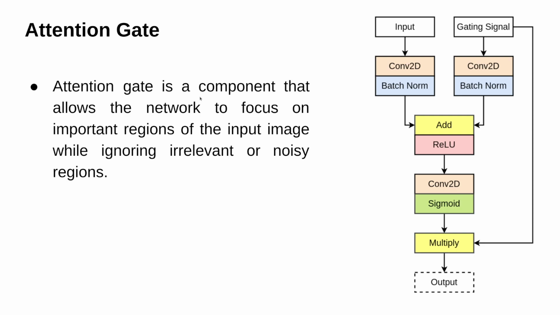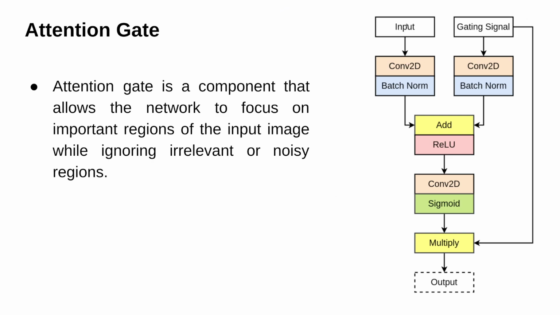So attention gate is a component that allows the network to focus on important regions of the input image while ignoring the irrelevant or noisy regions. So you can see it's a simple attention gate which just makes sure that the important features are there and unnecessary features are removed. How this is done, we're going to learn via this block diagram.